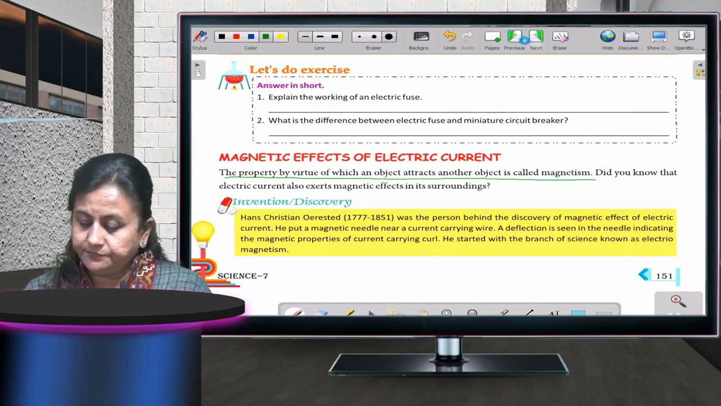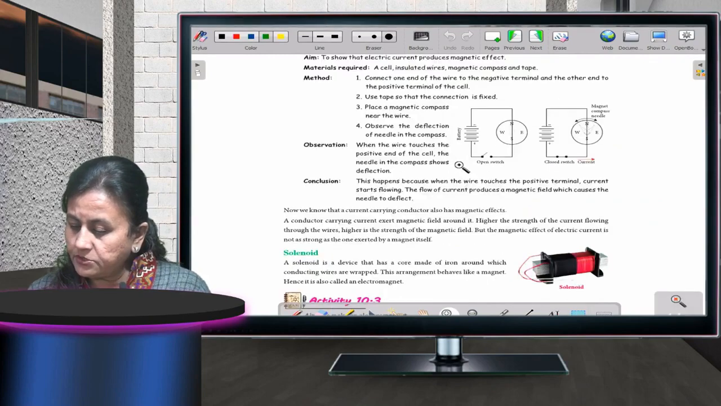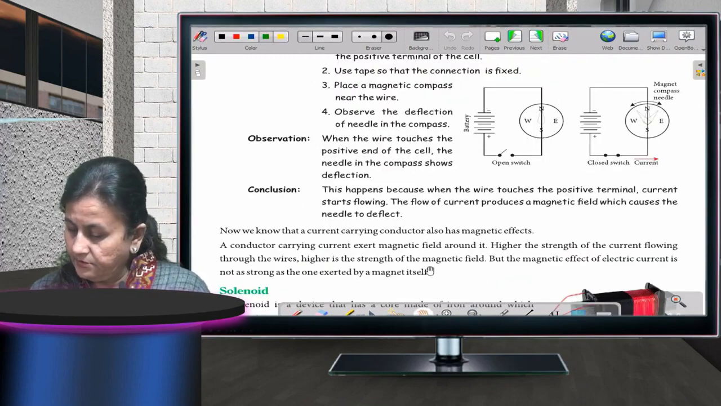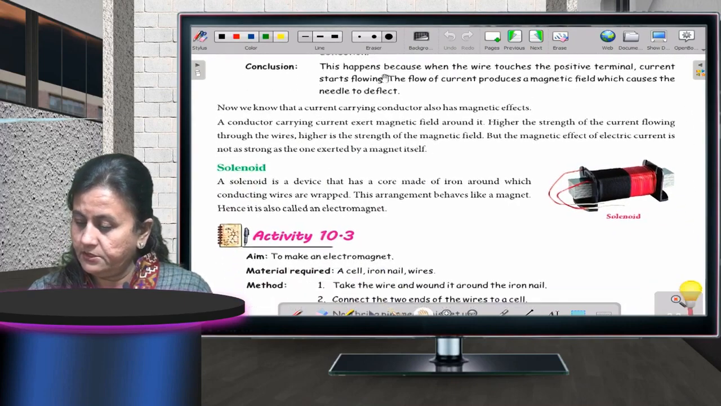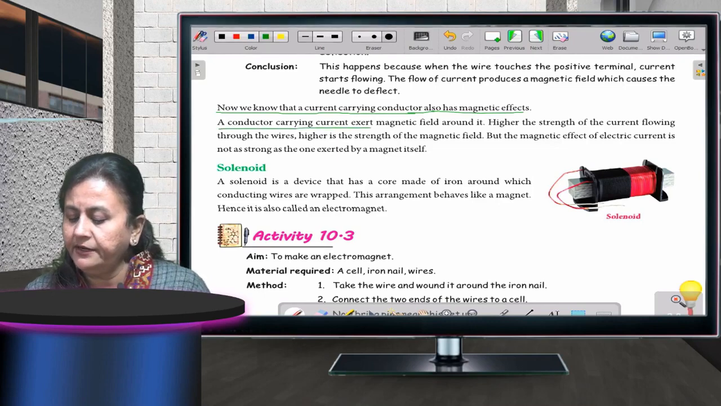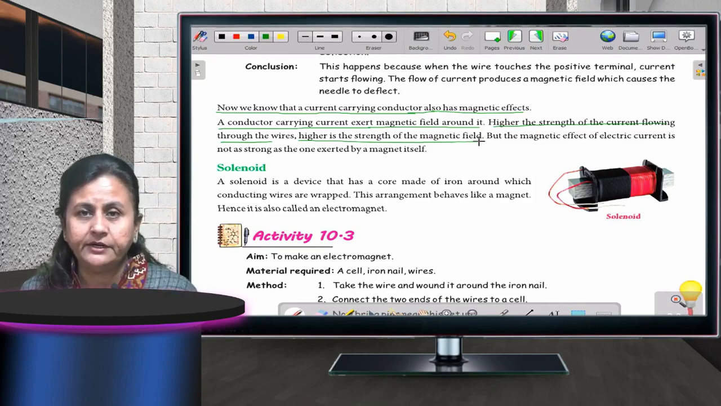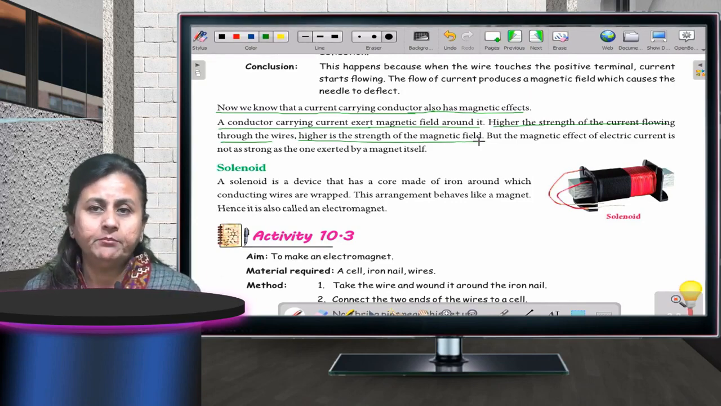Fine? Can you all see on your screens also? Now we know that current carrying conductors also have a magnetic effect. A conductor carrying current exerts a magnetic field around it. The higher the strength of the current flowing through the wire, the higher the strength of the magnetic field. If the current is less, the magnetic field would be less.